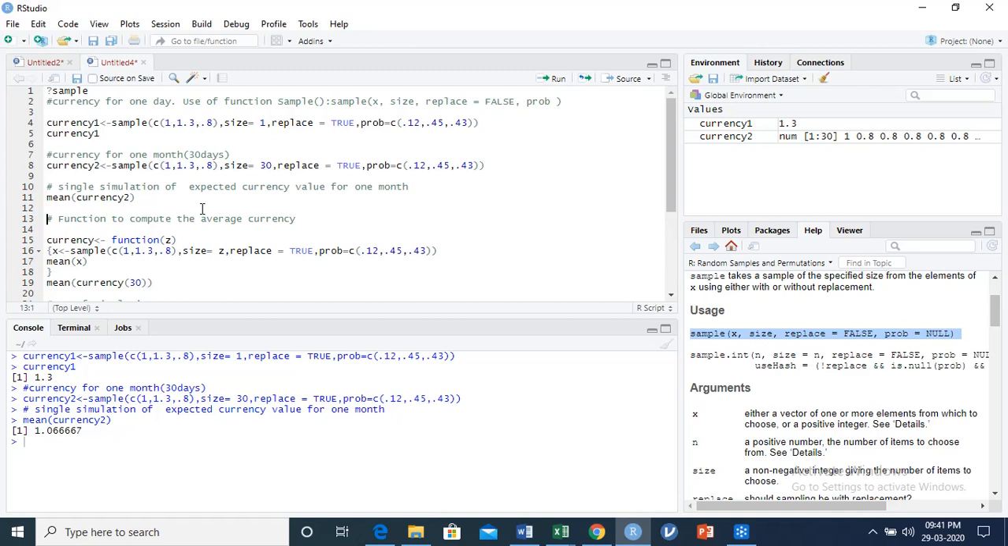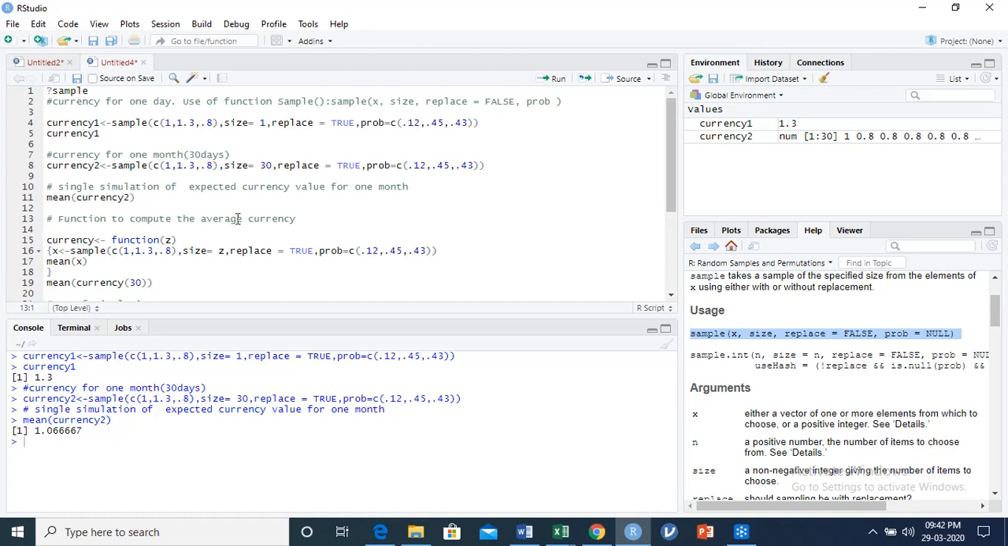Now one can understand that a conclusion using a single simulation is not enough. So our objective is to run the simulation 100 times or 1000 times. What is the meaning of running the simulation 100 times or 1000 times? That is, we are calculating the currency values for the next 30 days, or next 1 month, 100 times or 1000 times.